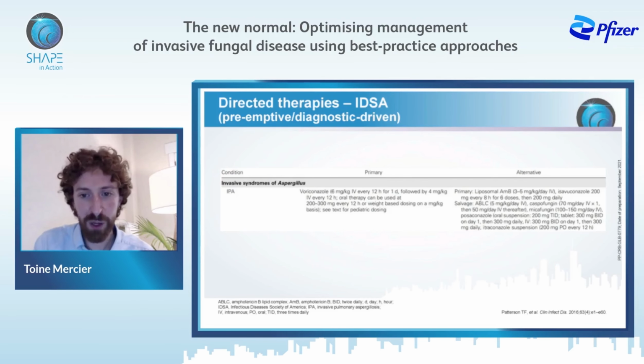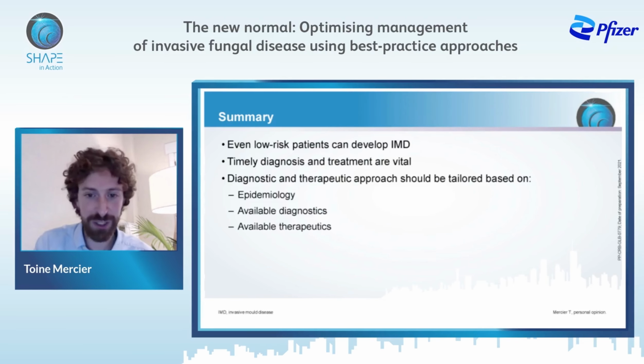If we look across the pond, it's basically the same story. So voriconazole and isovuconazole are both good options. So these two are being used worldwide as a first-line treatment in invasive aspergillosis.